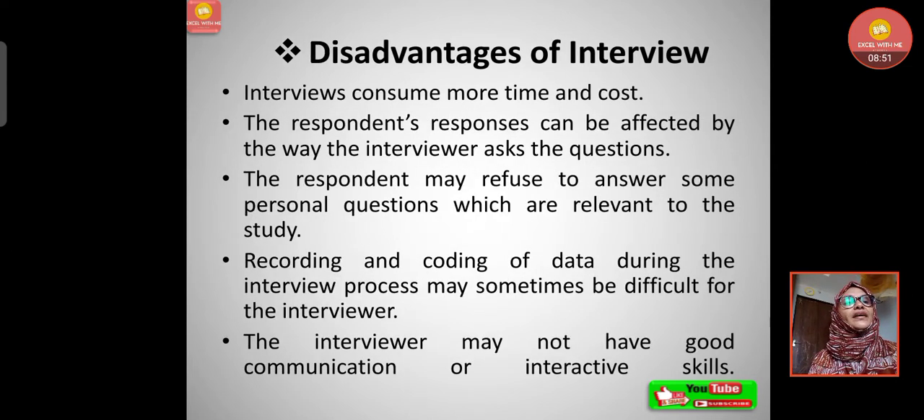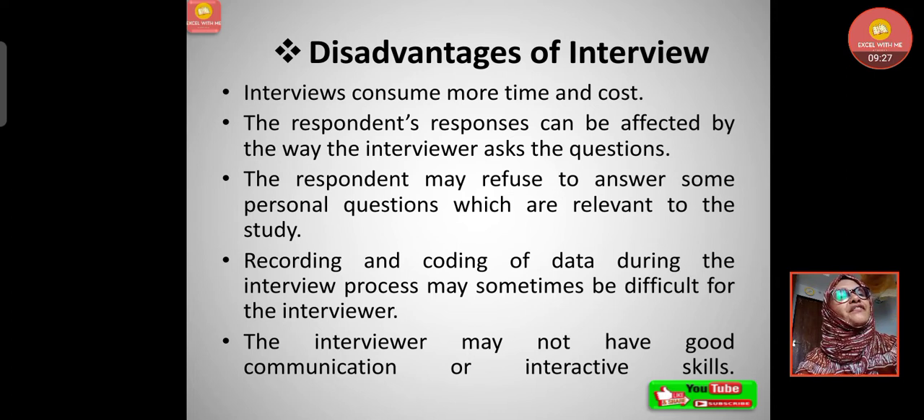Now, what are the disadvantages of interviews? Interviews consume more time and cost. Obviously, going to each individual, each person, conducting interviews is time taking, and it is also costly to move from one place to another. The respondent's responses can be affected by the way the interviewer asks the question. Obviously, it depends on what kind of attitude and behavior the interviewer has, and the questions they are asking are dependent on the interviewer.